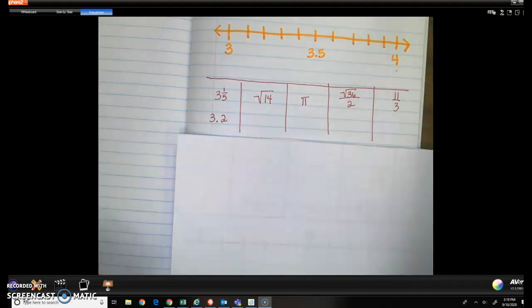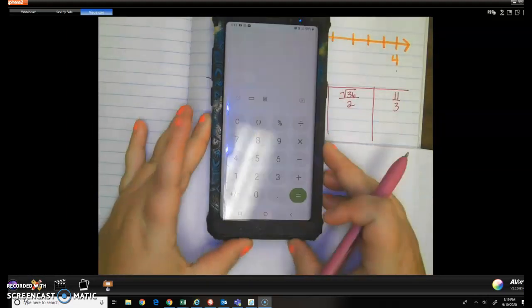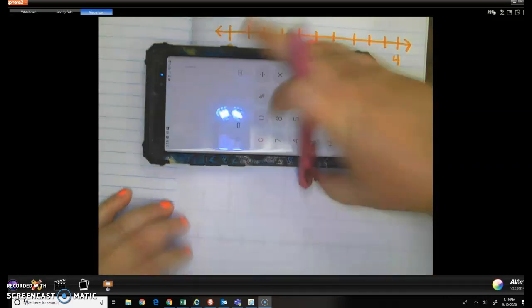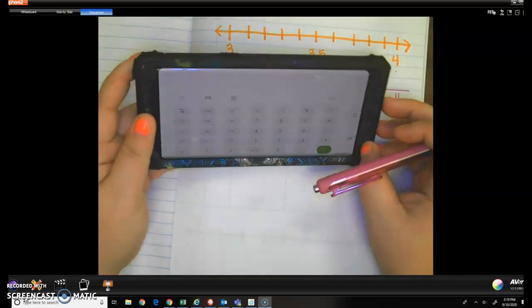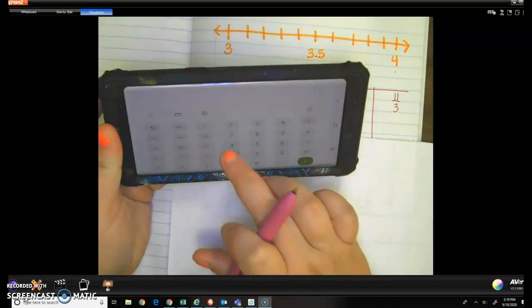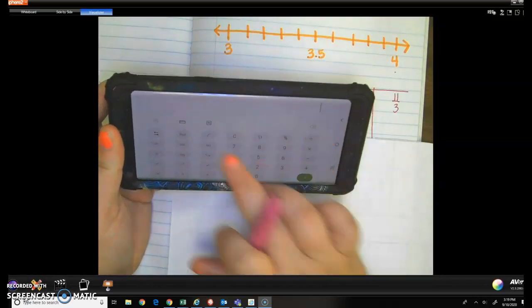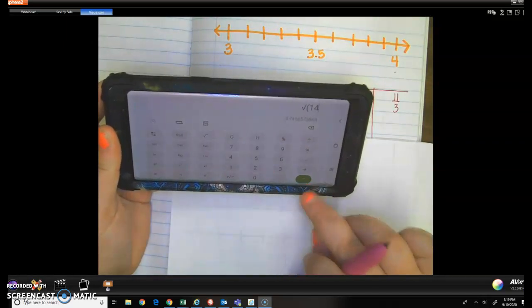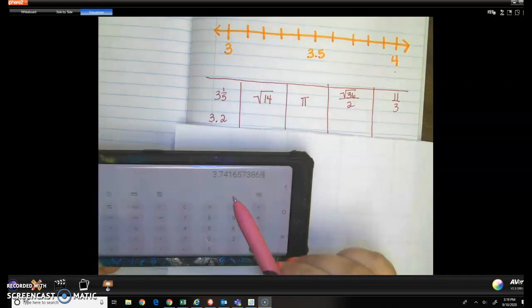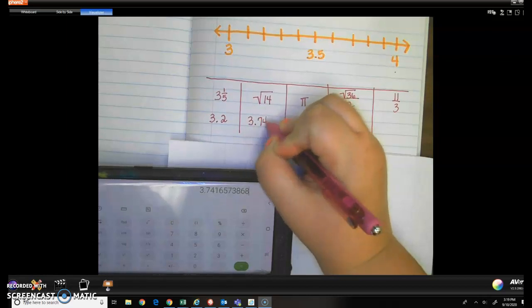Square root of 14. I'm going to show you my phone, or you can use a regular calculator if you want to. But almost every single phone that I know of, when you turn the screen sideways, it gives you more options. And that's where you're going to find your square root button. Some you have to push the number and then hit the square root. Mine is not that way. Mine, you hit square root, then 14. I do have a Samsung if that helps. I'm going to push equals, and I'm just going to do it to 2 decimals. So 3.74.